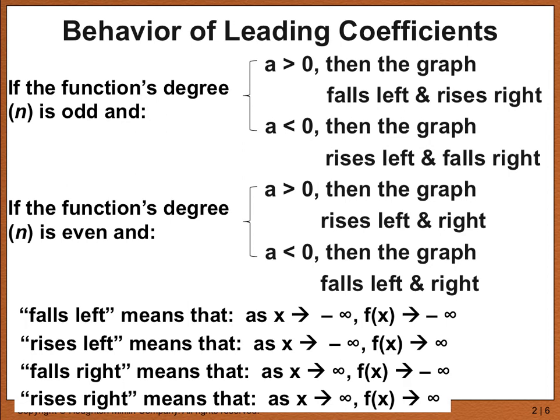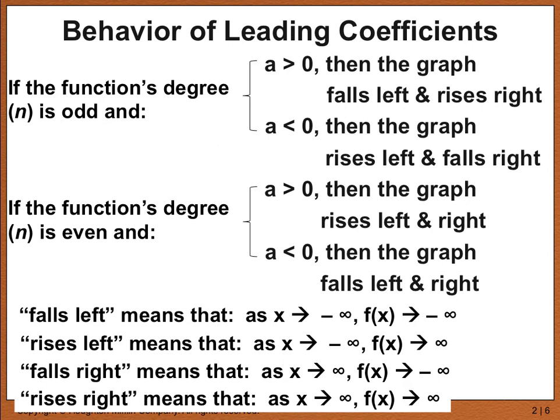Think about that for a second. As I plug in bigger and bigger negative values as my x-coordinate, my y-coordinate, or my f of x, is going to be a bigger and bigger negative value. That's all we mean by fall left. Think about the x cubed function. If you have negative 1,000 cubed, you're going to get a very large negative number. If you have negative a million cubed, you're going to get a very large negative number. That's all that we mean by fall left. As x approaches negative infinity, f of x approaches negative infinity.